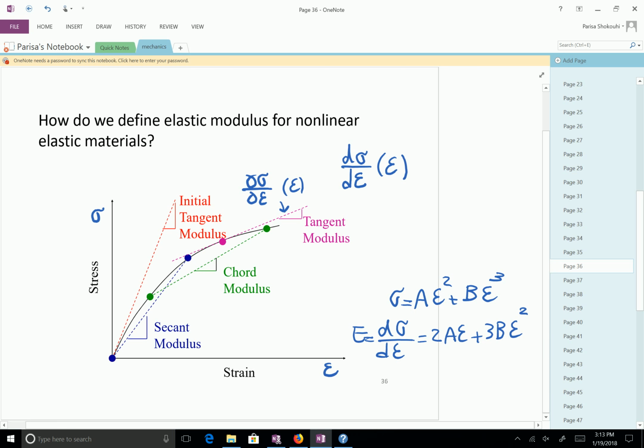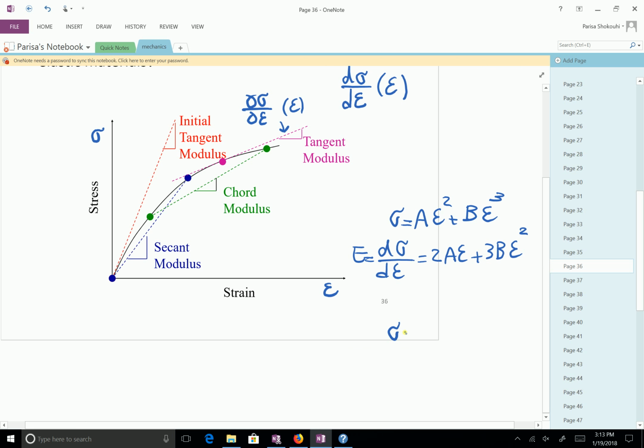And since this relationship is not linear, if it was linear, this would be just one number. If it was linear, it would be like sigma equal to E epsilon. And then I would just take the derivative, and it would always be E. But if it is nonlinear, you are going to get a function of strain. At every point, you can even feel it. If you take the tangent and look at the slope, it is changing. In the beginning, it's larger, and as you go here, it's getting smaller.